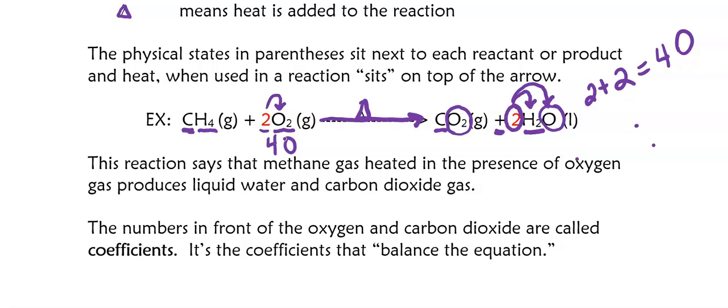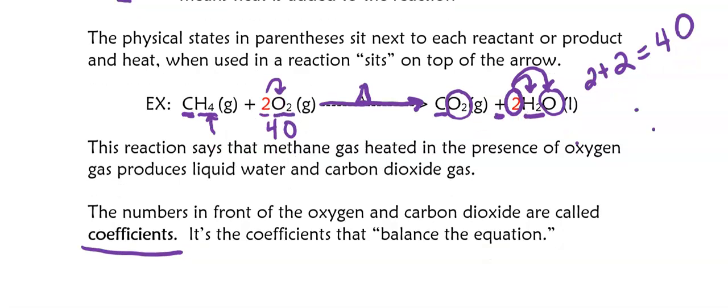So the red ink is showing what you had to change. The only numbers you're allowed to change are the coefficients, the big number in front of an ionic compound, an atom, or a molecule. You are never allowed to change a subscript, because if you change a subscript, you'll be changing the actual molecule or ionic compound. Okay?